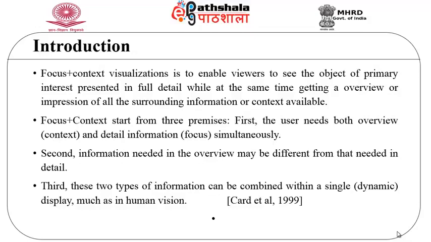The focus plus context also starts from three primaries. First, the user needs to know both the overview as well as the detailed information simultaneously. Second, the information needed in the overview may be different from that which is needed in the detail as such. Third, these two types of information can be combined within a single or dynamic display, much as in the case of human vision.